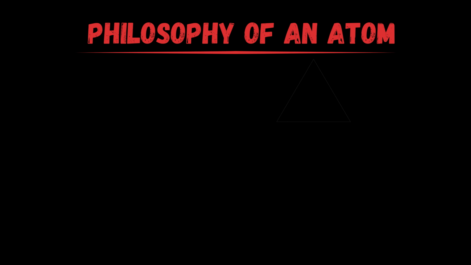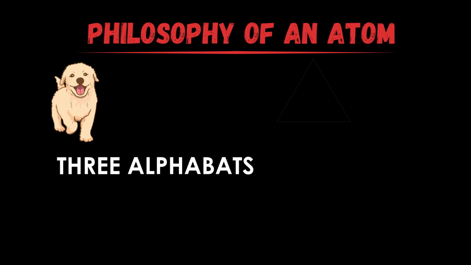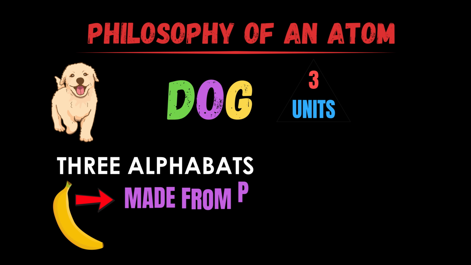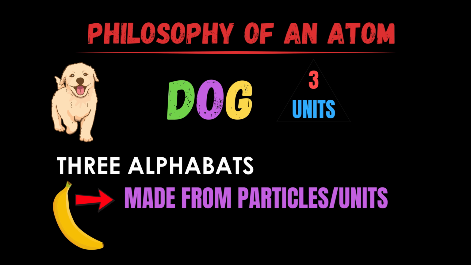Now, to understand the philosophy of an atom, consider a dog. We can say that dog is made up of 3 alphabets D, O and G. Let me say that there are 3 different units making the word dog. D is different from O and O is different from G, but overall they make the single word dog. Similarly, consider a banana. It is made up of many different particle units, which in science we call atoms.